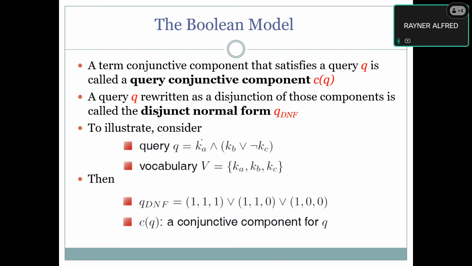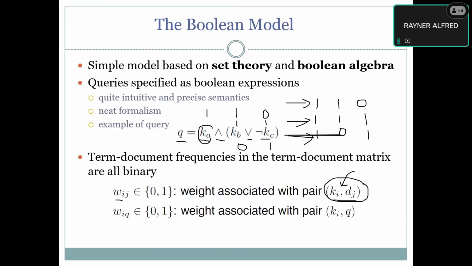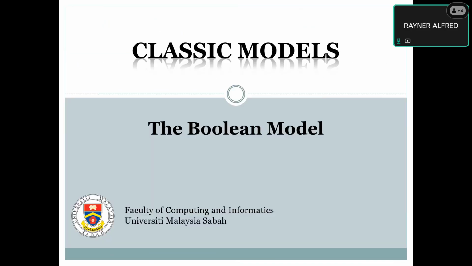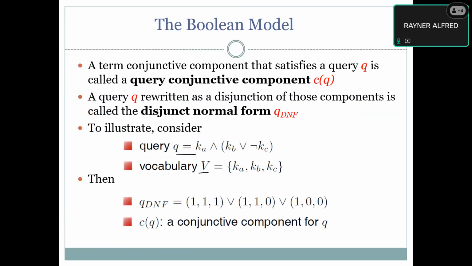So for instance, this is our query and this is our vocabulary. Like I mentioned just now, we are looking for this document, this one or this one or this one. So we are saying that this is a conjunctive component for Q.